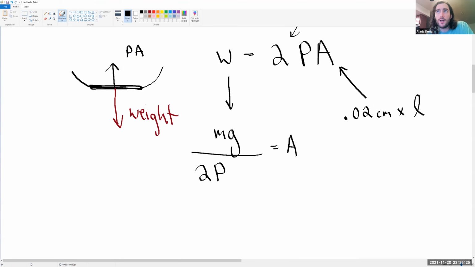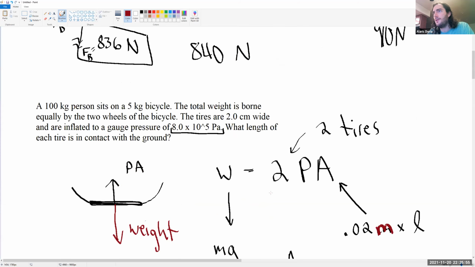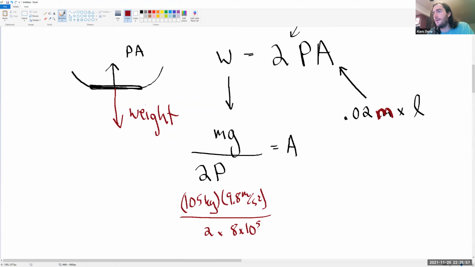So at this point, I would recommend plugging things in and then dividing. Oh, sorry, I said 0.02 centimeters, I meant 0.02 meters. And then in the end, we'll just divide our answer by 0.02 meters to get the length. So that would be 105 kilograms times 9.8 meters per second squared, right? Divided by twice the pressure, which is 8 times 10 to the fifth, I believe. Yes, 8.0 times 10 to the fifth newton per meter squared.